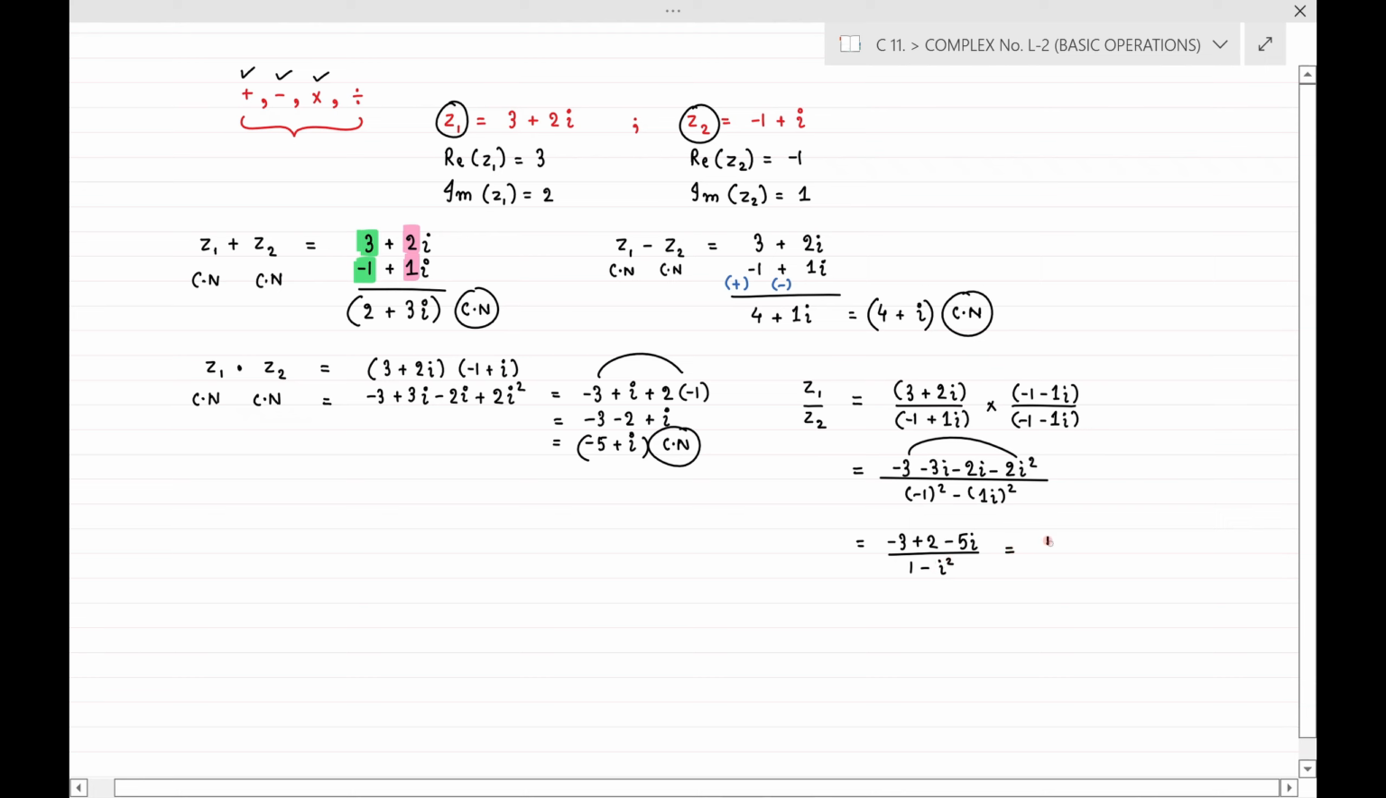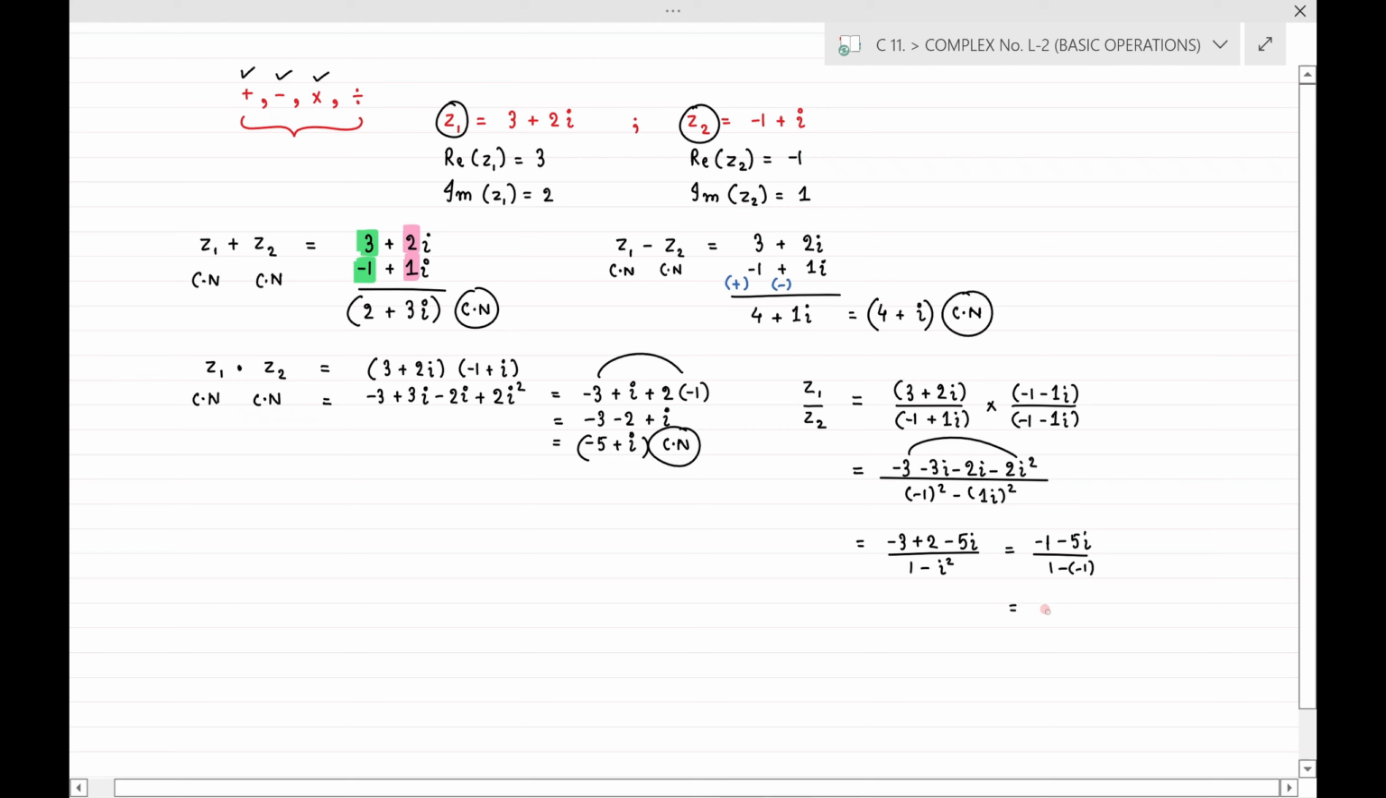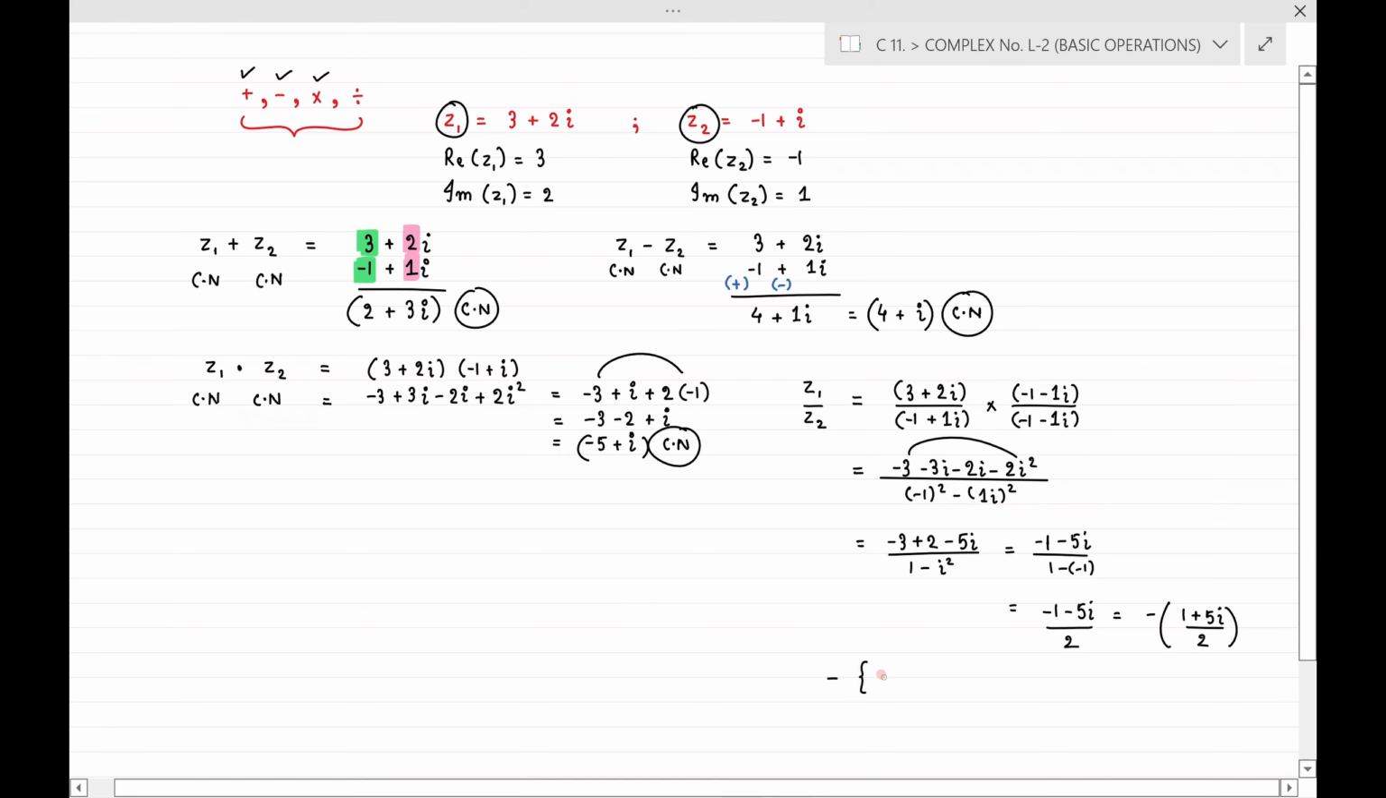Now in the numerator part you get minus 1 minus 5 iota divided by 1 minus of minus 1. So minus 1 minus 5 iota divided by 2, that is equal to, taking minus sign common in the numerator part, minus of 1 plus 5 iota by 2. Now you always have to write in the standard form, that is a plus b iota format. So this can be written as minus 1 by 2 minus 5 by 2 iota.